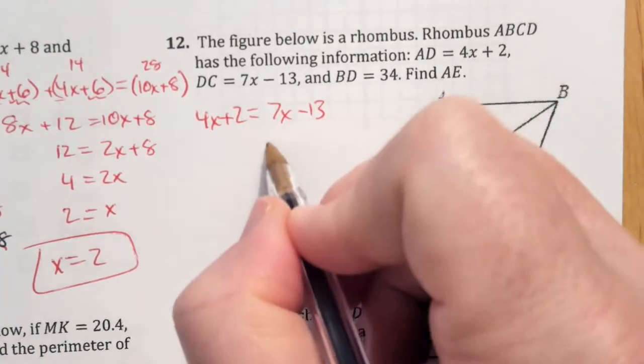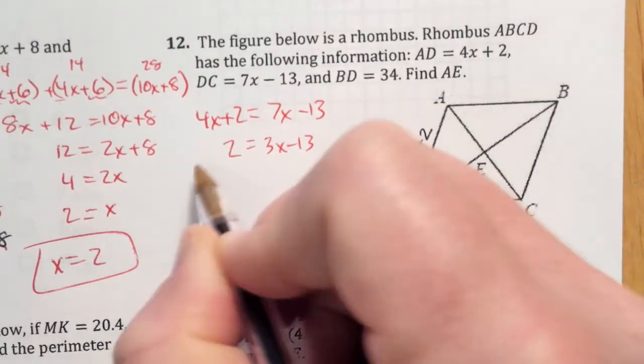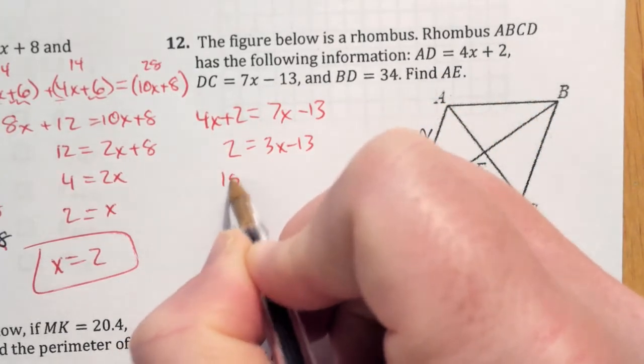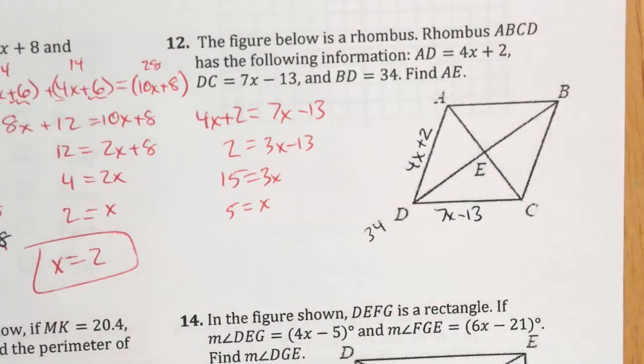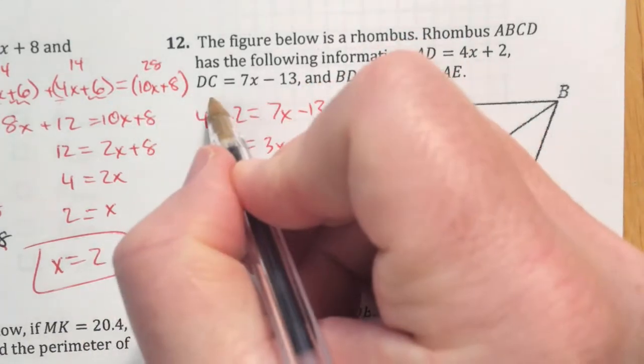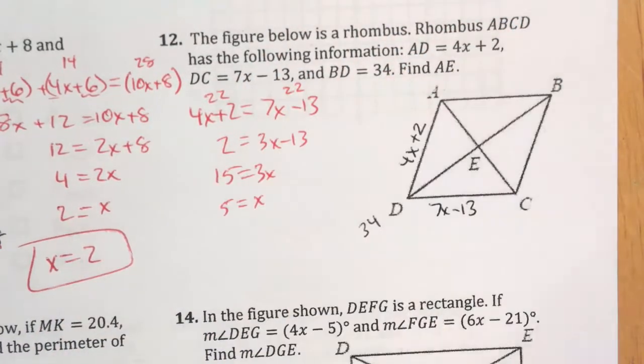All right, solve. Subtract 4x, we get 3x minus 13 is equal to a positive 2. Add 13, we have 15 is equal to 3x. X equals 5. Plug it back in to double check yourself. 4 times 5 plus 2 would be 22. 7 times 5 minus 13, good, we got 22 again. Feel really solid about this.